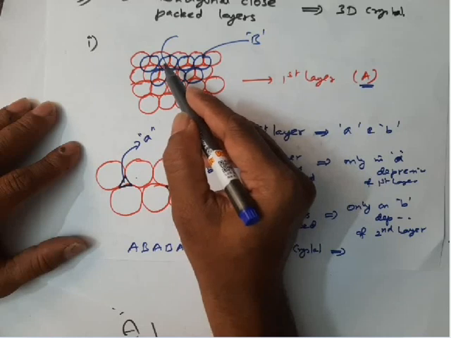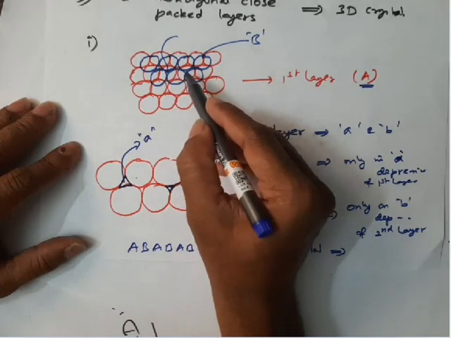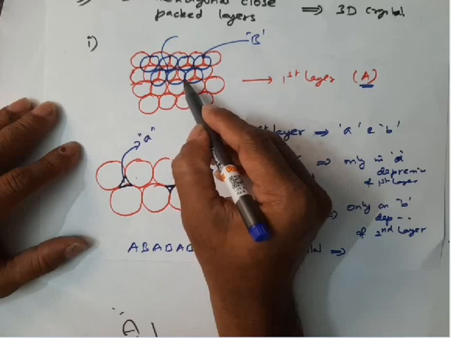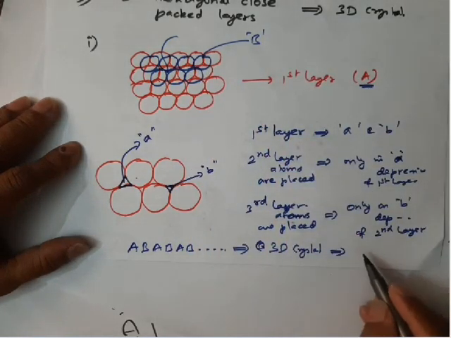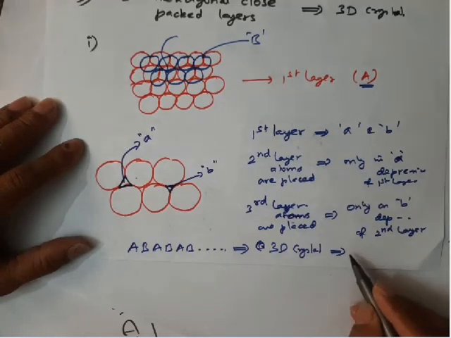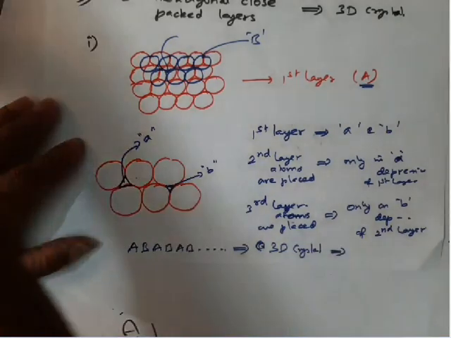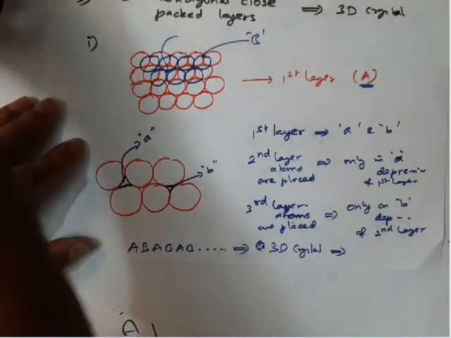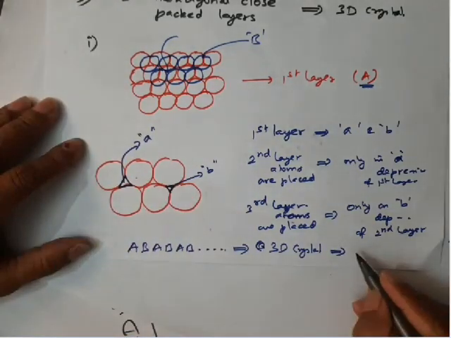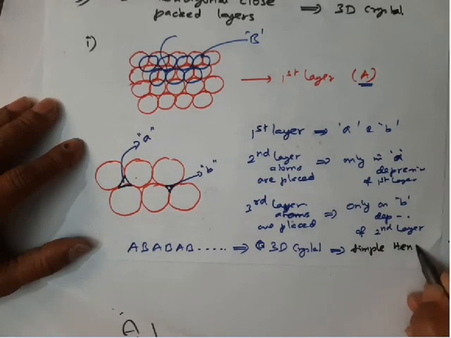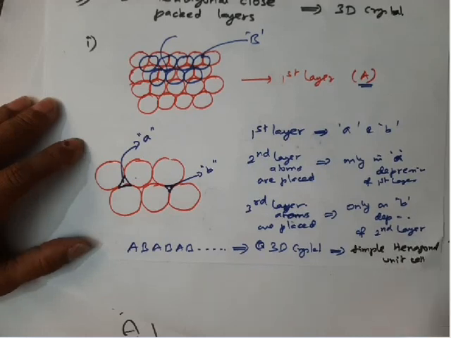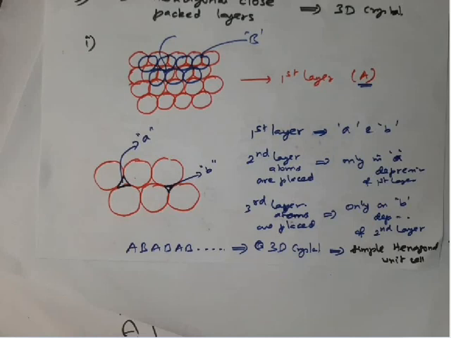The third layer will coincide, right? So yeah, you'll get a simple hexagonal unit cell. Okay, so you'll get a 3D crystal which consists of simple hexagonal unit cell. Let me write here. Students, is it clear? Any doubt? Is this clear? No doubt, sir.